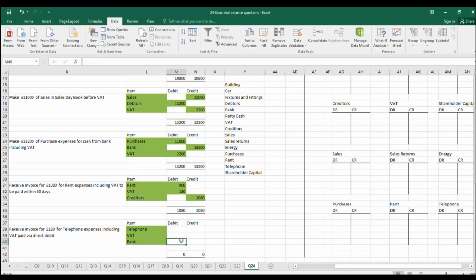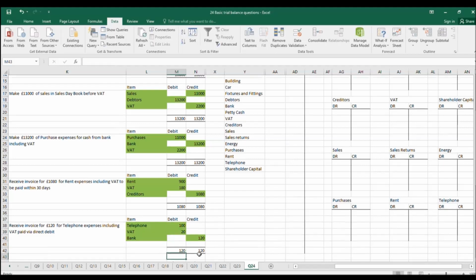Okay, so it was coming out of the bank account, so that's a negative money movement, 120 credit. The VAT we're going to get back, it's going to be a positive money movement, so 20 debit. And the shareholders will not get this money, because that's less money available for the shareholders, so that's going to be an expense for them, so that's going to be a debit.